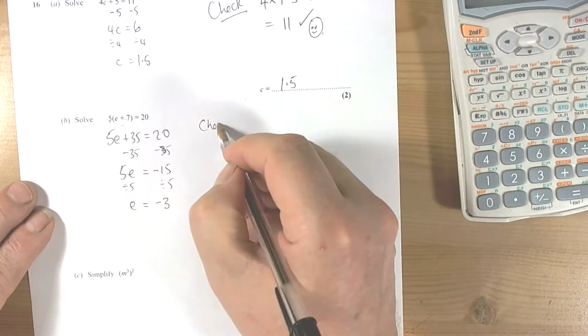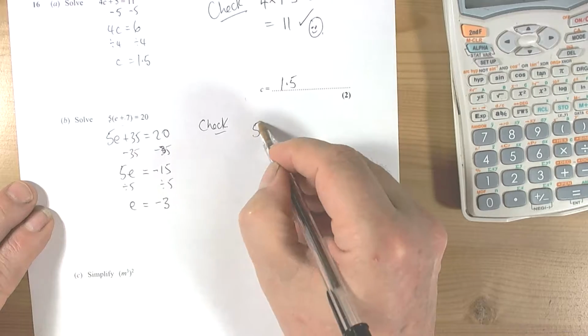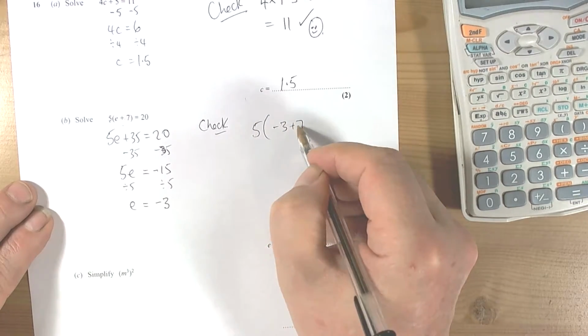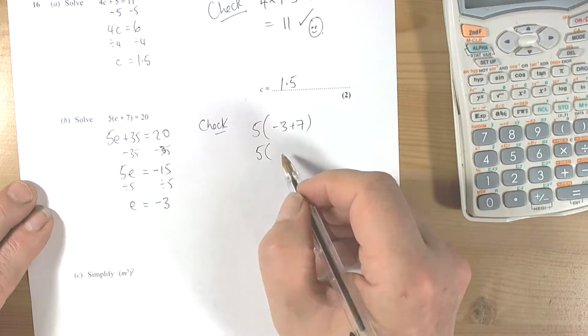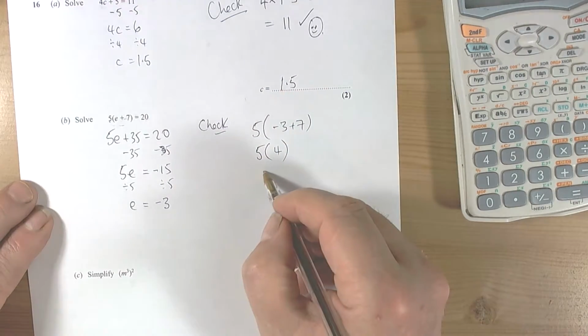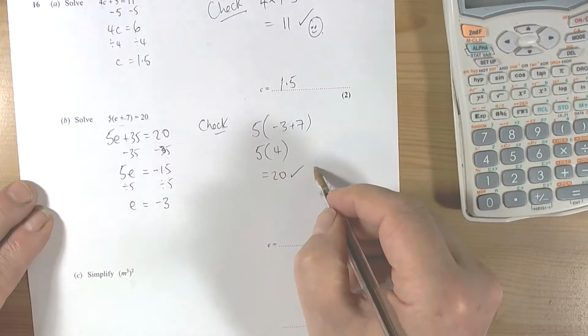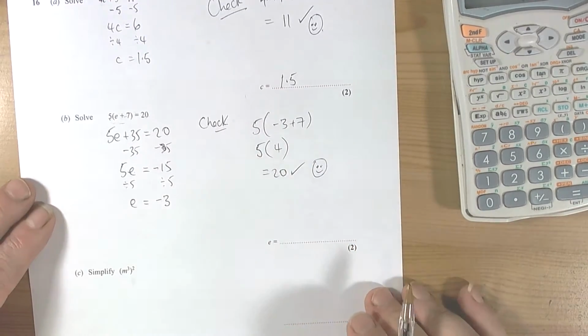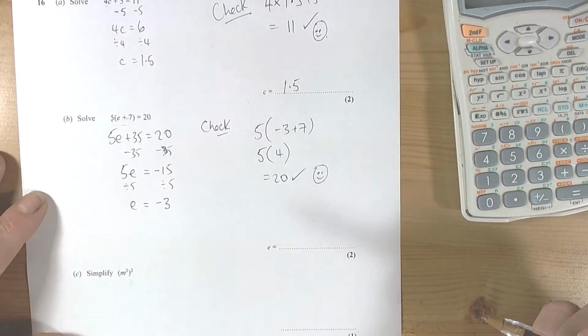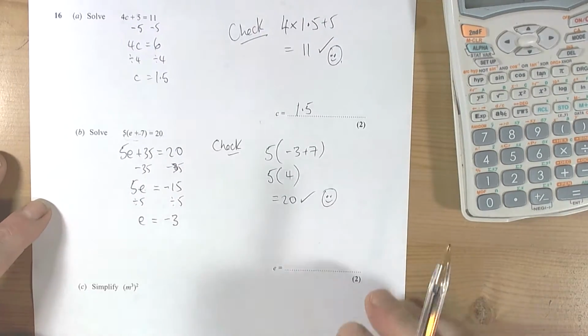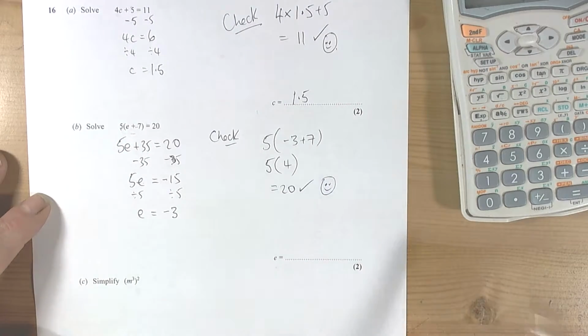Again, we should check. So 5 lots of negative 3 plus 7. Negative 3 plus 7 is the same as doing 7 take away 3, which is 4, and 5 fours are worth 20, which is correct. That's what the right hand side is, so that works. So again, it's worth checking, making sure you don't lose what should be fairly straightforward marks when you practice and understand the principle of solving equations.